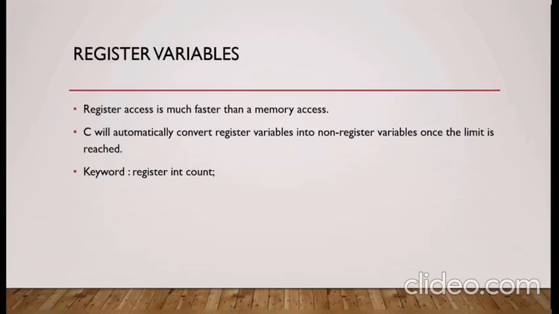Now register variable. A variable can be kept in one of the machine's registers instead of keeping it in the memory. Since a register access is much faster than a memory access, this is used for keeping frequently accessed variables. The keyword register int count is used. Most compilers allow only int or char variables to be placed in the register. It is important to select the variables carefully for this purpose. However, C will automatically convert a register variable into a non-register variable once a limit is reached.